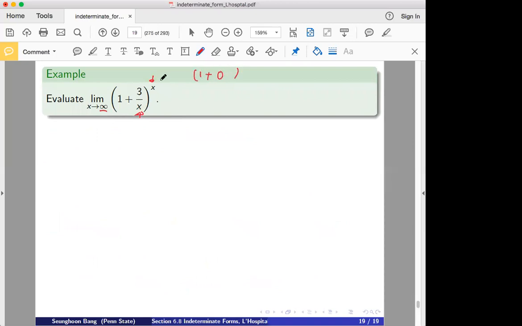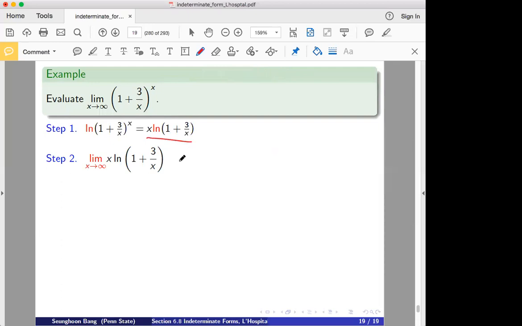You plug infinity into x, and you get exactly 1 to the power infinity. This is an indeterminate form, that's right. You can take ln first: ln of (1 + 3/x) to the power x. So x comes down. Step 2, take the limit.